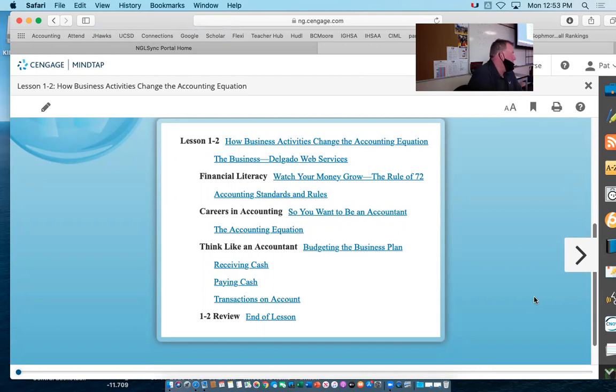Any problems or questions with that? Net worth is the assets minus the liability. Yep, net worth is assets minus liabilities.